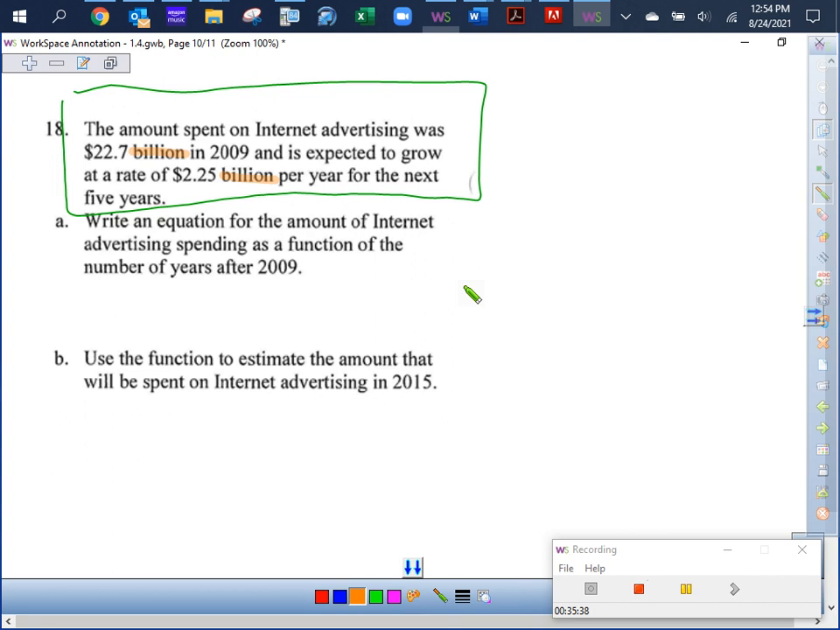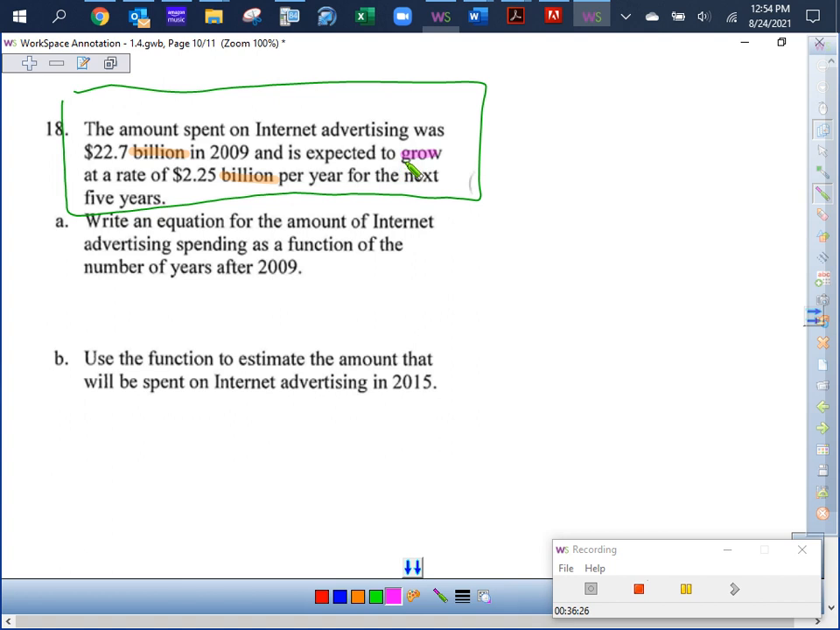It's 2.25. Even though in English it says positive right in front of there, you have to go look for other words to see if it's going up or going down. What's the key word in here that says if it's going up or going down? Grow. If it says decline or something, then your slope is negative 2.25 billion. You with me on that? So watch out for that.